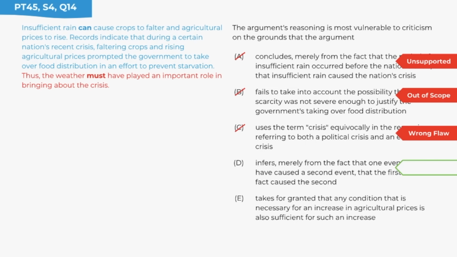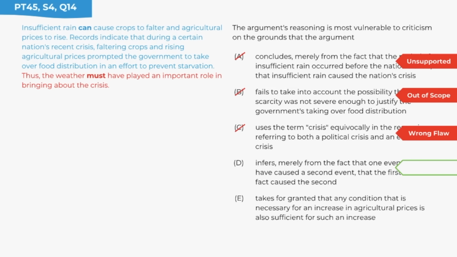Answer choice E says, it takes for granted that any condition that is necessary for an increase in agriculture prices is also sufficient for such an increase. Again, this is also talking about a common flaw on the LSAT. In fact, the flaw that's being described in answer choice E is probably the most common flaw that occurs on the LSAT, either with the language of the actual question or how students interpret the information.